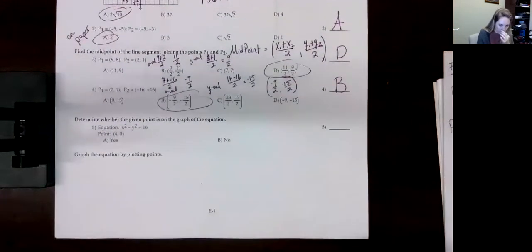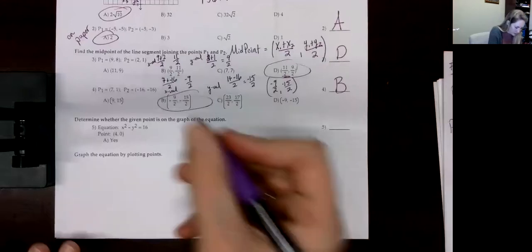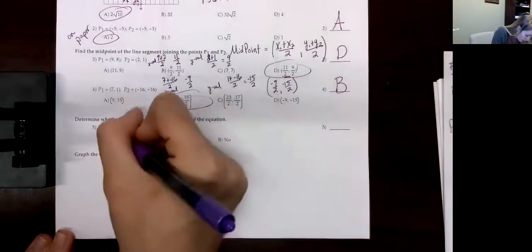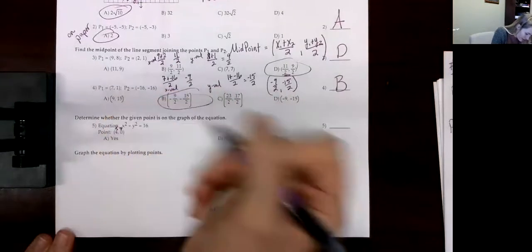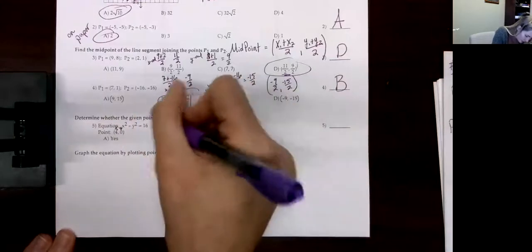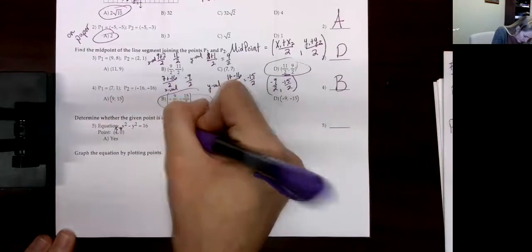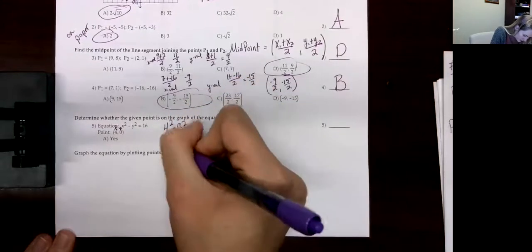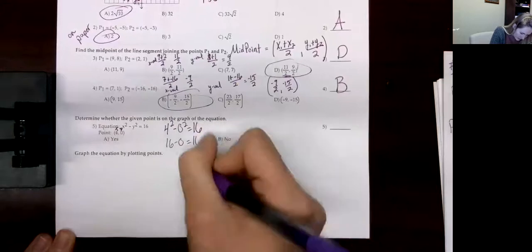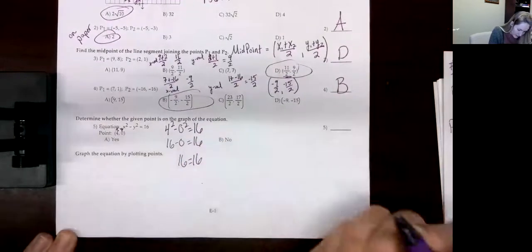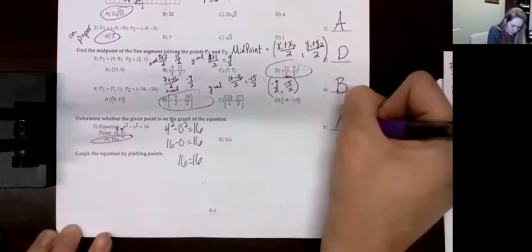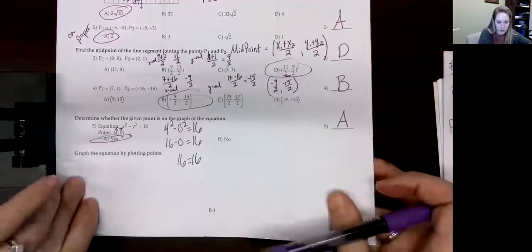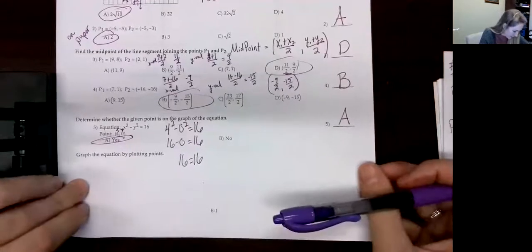Determine whether the given point is on the graph of the equation. I said the given equation. X and y, so we substitute in. So we'd have 4 squared, subtract our y value is 0 squared equals 16. So I'd have 16 subtract 0 equals 16. 16 equals 16. That's true. So yes, that point is on that line, or it's actually a circle. Okay.